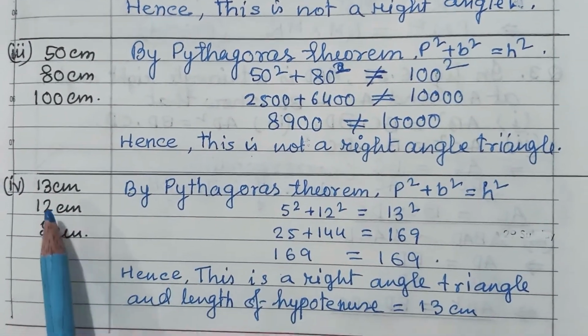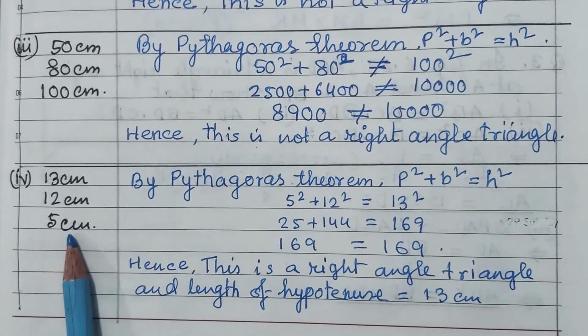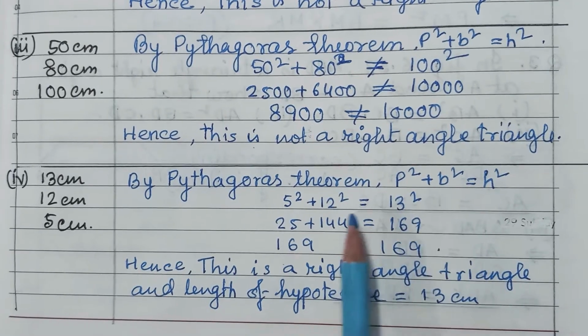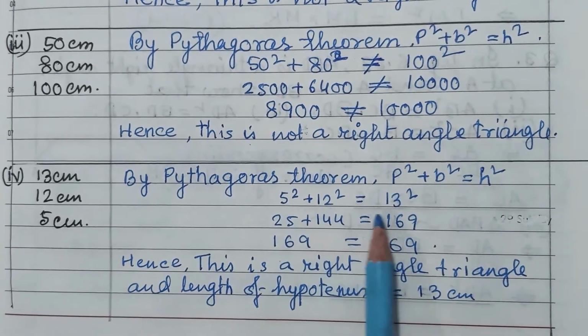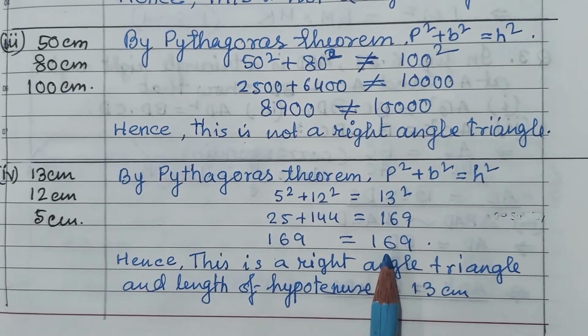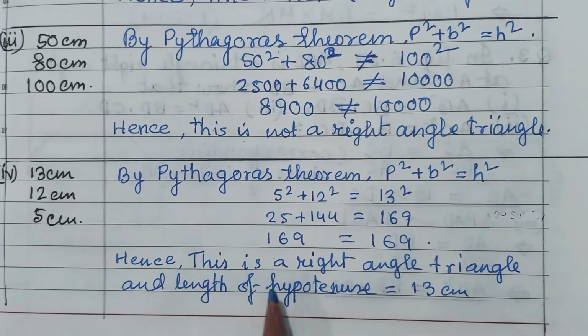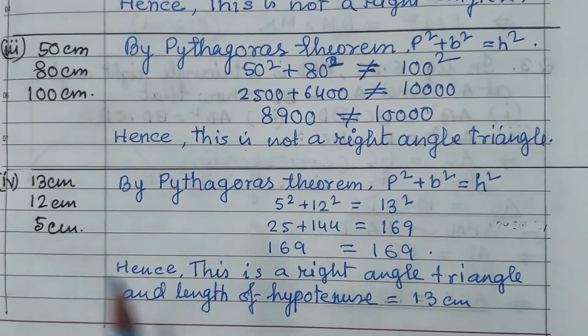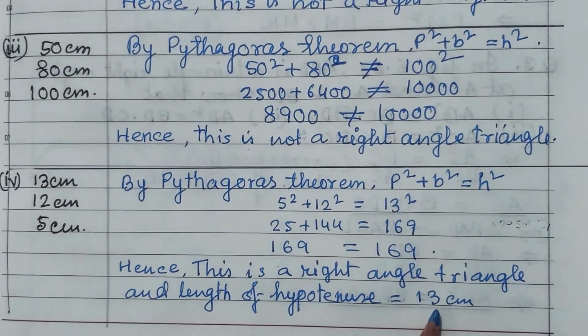Next is 13 cm, 12 cm and 5 cm. So again check it by Pythagoras theorem. It is 5 square plus 12 square is equal to 13 square. So left hand side equals right hand side. Hence this is a right angle triangle, and the length of the hypotenuse is the longest one, 13 centimeter.